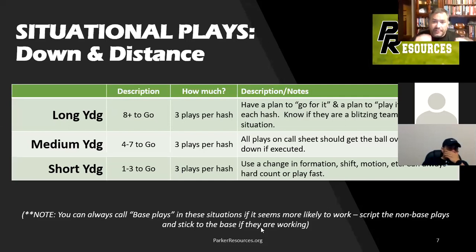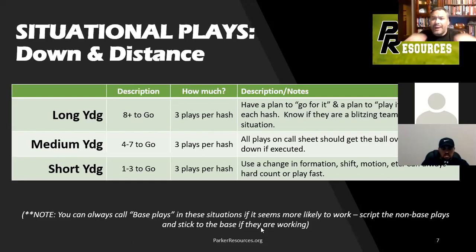Are they going to blitz? Is this a team that when it's 3rd and long, they're bringing some heat every time? Doesn't mean they're going against you, but you need to know that. If they are, you call plays accordingly. Medium yardage, 4 to 7 to go. All plays on the call sheet should get the ball to first down. This is a pet peeve of mine, making this work on the call sheet. Look, keep in mind that note at the bottom that says you can always call base plays in these situations if it seems more likely to work.